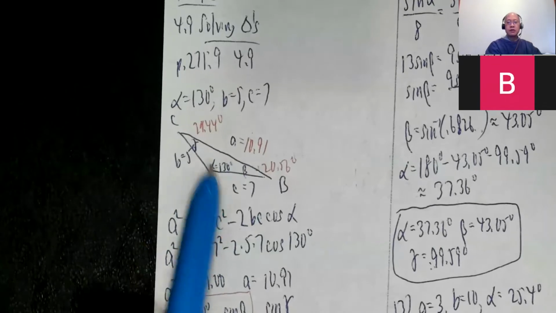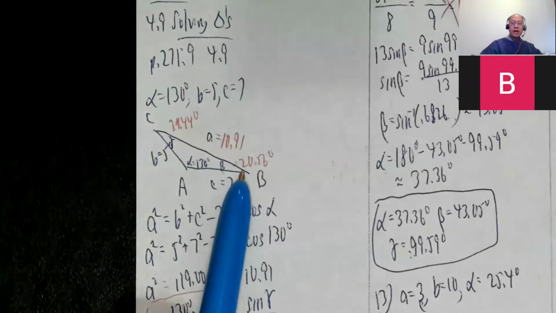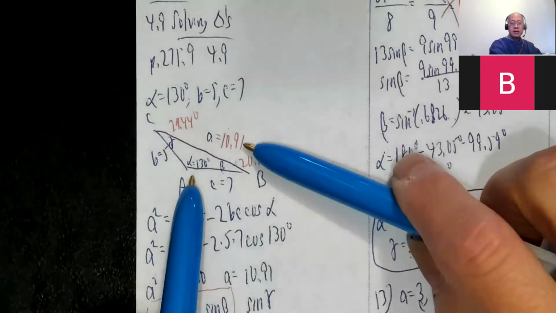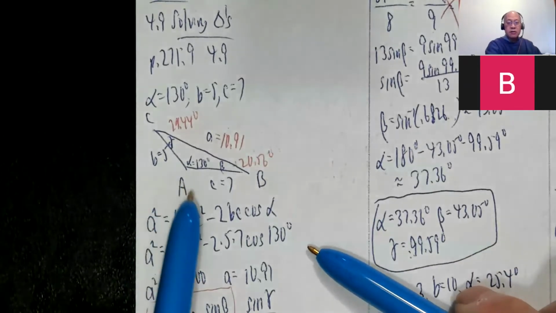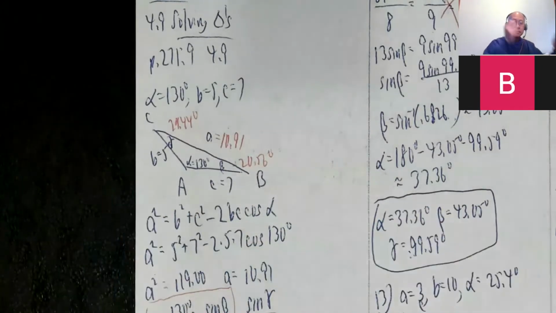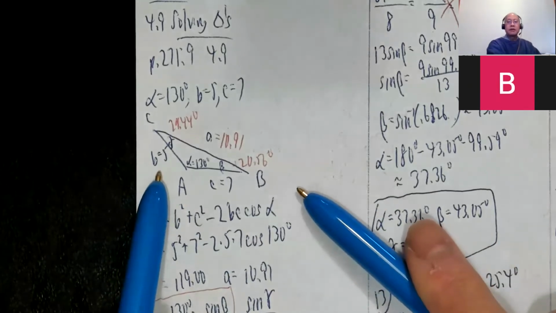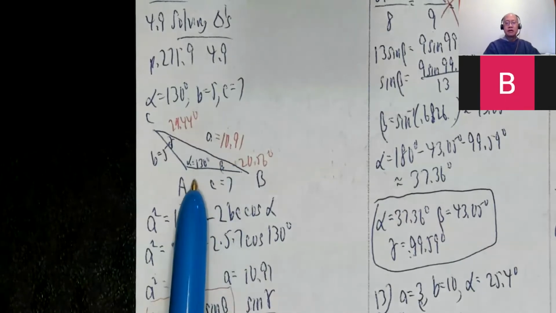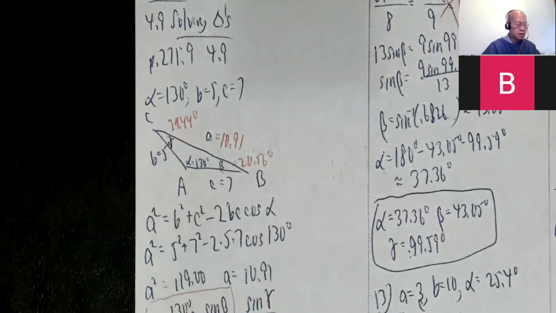I have all three angles, 130, 29.44, and 20.56. And a double check: largest angle and largest side. That's correct. Smallest angle, it looks like that one, and the smallest side is 5. Yes, that's correct. By the way, that's not a guarantee that you did it correctly. If 10.91 came out to be 15, I wouldn't be able to tell the difference. But it does seem reasonable that we have the right answer.